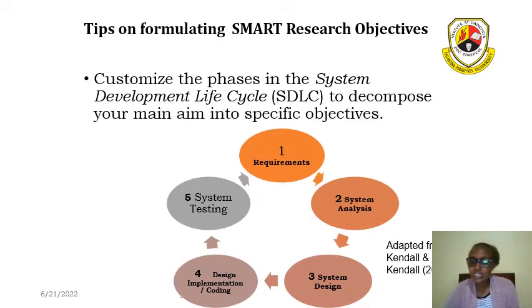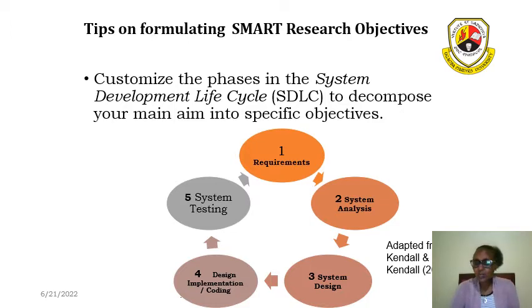A very good hint here is, most of you have looked at the system development life cycle. Use that to develop your specific objectives. I remember I gave them to you when we were looking at the problem formulation video. If I'm developing a system, the first thing I look at is the requirements. In the example of a student record system, I will first of all study how student records are created and stored, who accesses them, and how they access them.